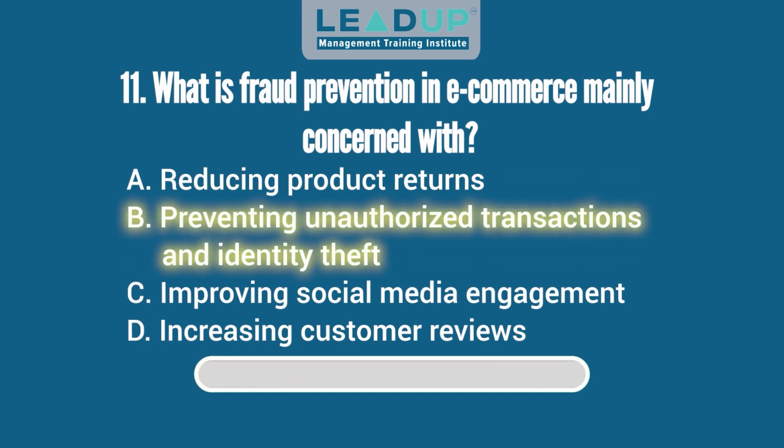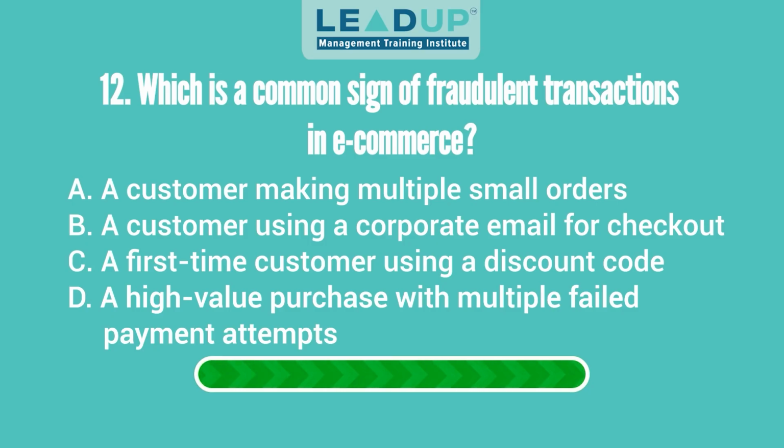Answer: preventing unauthorized transactions and identity theft. Question 12. Which is a common sign of fraudulent transactions in e-commerce? A. A customer making multiple small orders. B. A customer using a corporate email for checkout. C. A first-time customer using a discount code. And D. A high-value purchase with multiple failed payment attempts.